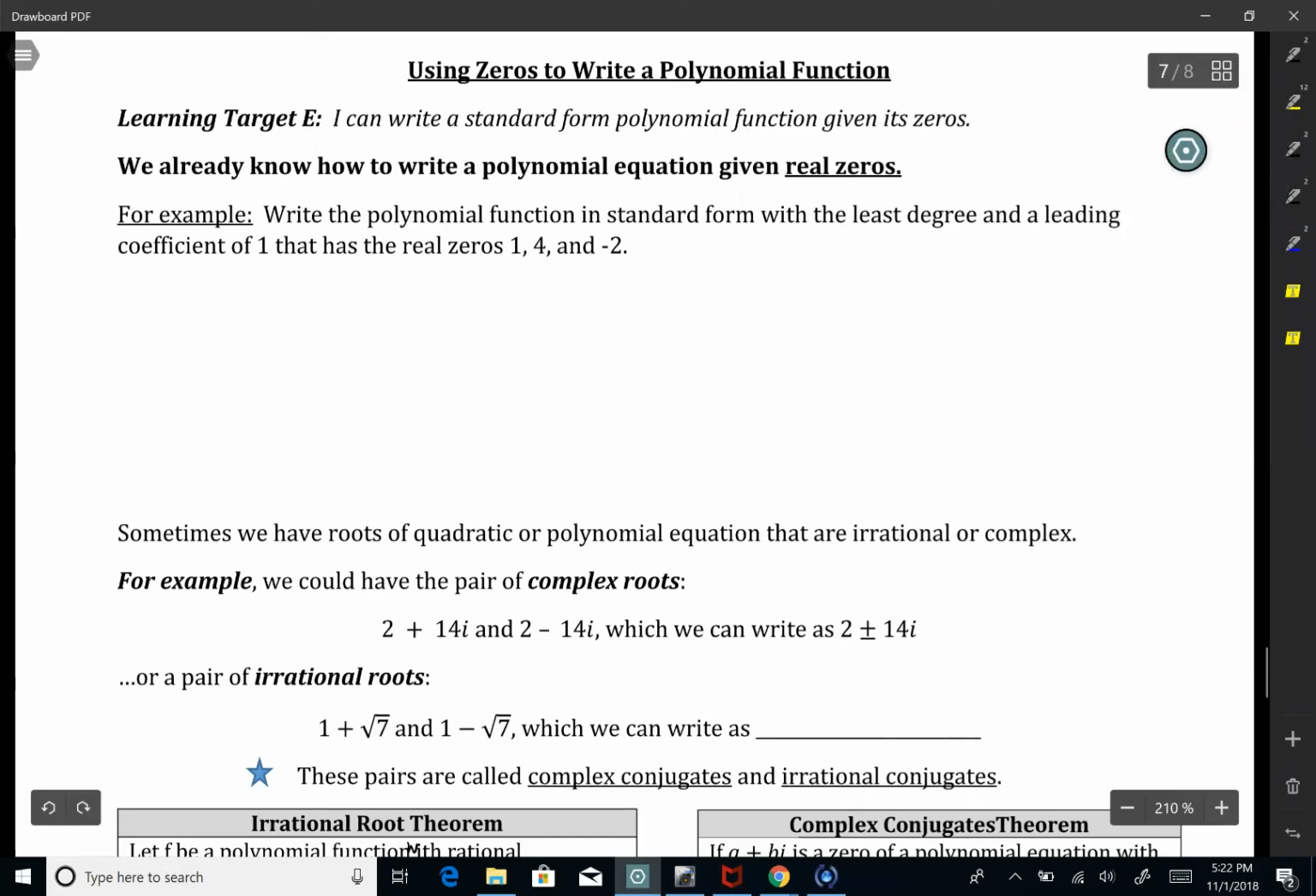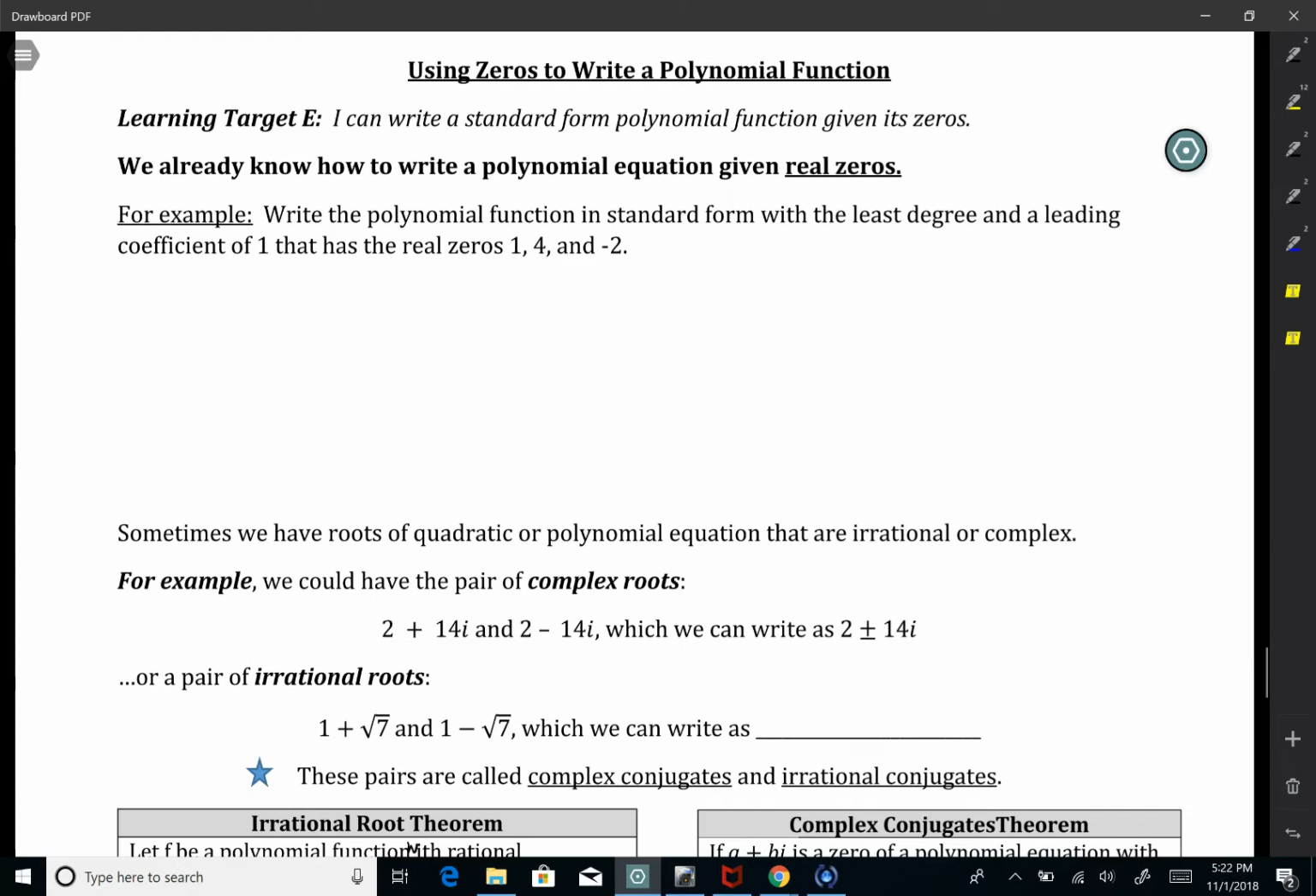Hi guys, welcome to our last learning target of chapter 4, which is I can write a standard form polynomial function given its zeros. So basically what we're doing is we are undoing what we've been doing for the past few days. Instead of finding zeros, our solutions to a polynomial function, we are given zeros in order to work backwards and write the polynomial function that those could have come from.